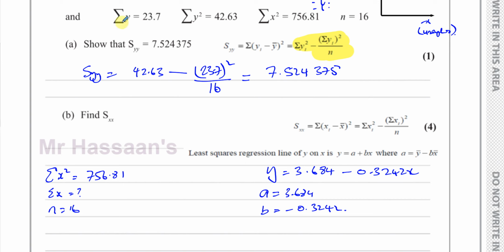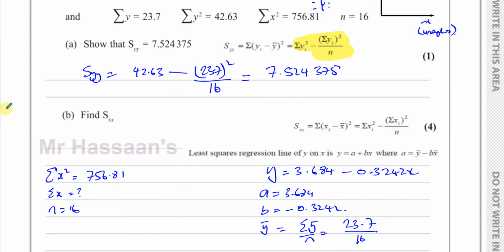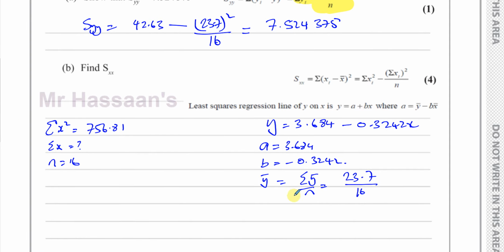So I have A and B from this formula, and I can find what y bar is because I know the sum of y. So y bar, which is the mean of y, is the sum of y over the number of entries, which is equal to 23.7, the sum of y, divided by the number of entries, which is 16. So that's y bar. If that doesn't give me an exact value, I'll use it as a fraction, like this, divided by 16. So I can leave it like this for now and work out its value later. All right, so that's y bar.